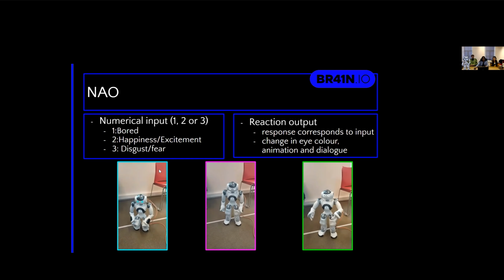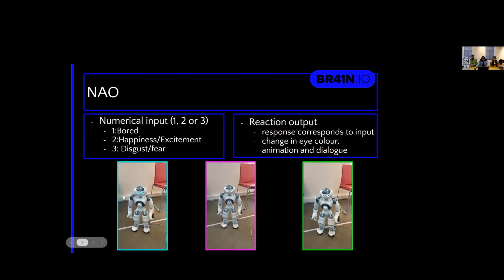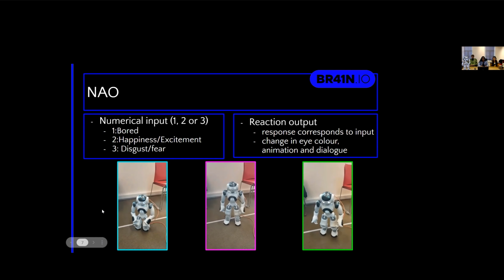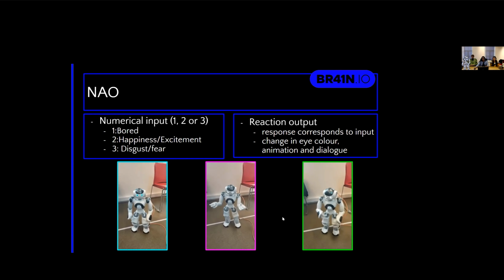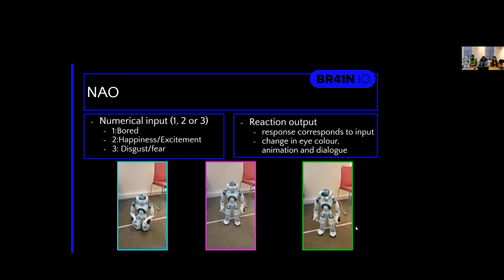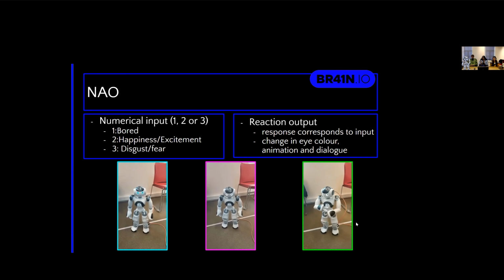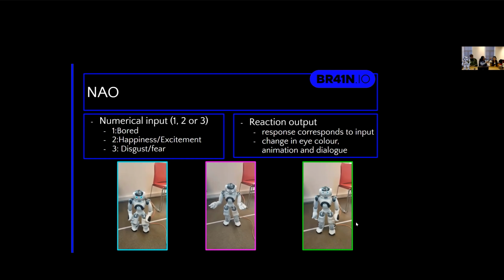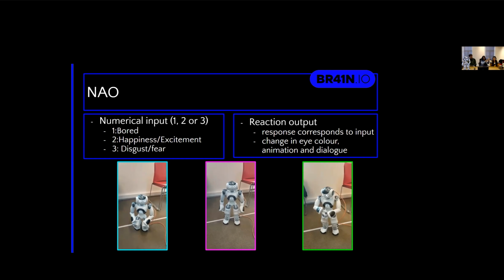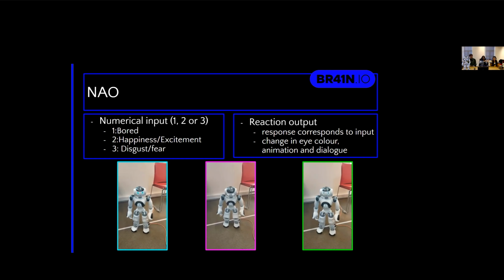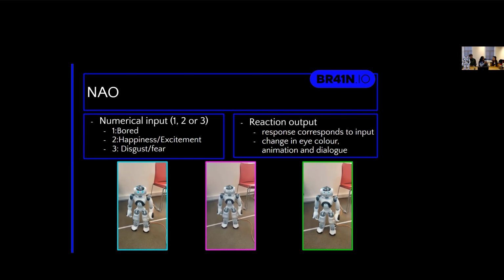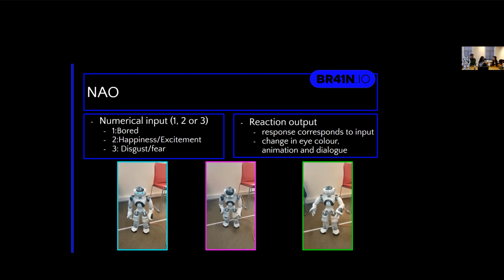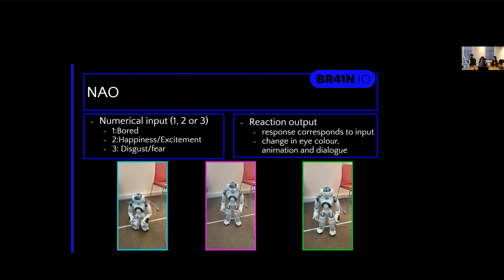The first one to the left, the one with the blue border, is the reaction for when NAO receives a bored signal. The one in the middle is the excitement stimuli, and the final one is of disgust and fear. We have the Unicorn set up on my lovely teammate, and we are going to try to have NAO react live. So I'm going to ask you to close your eyes and, could you connect it, please?